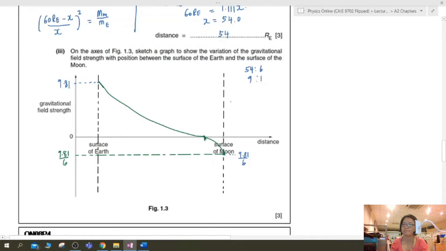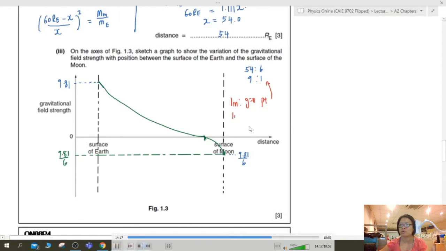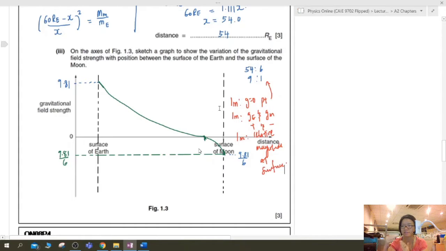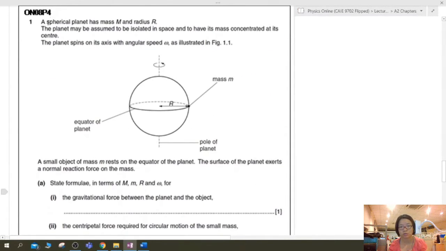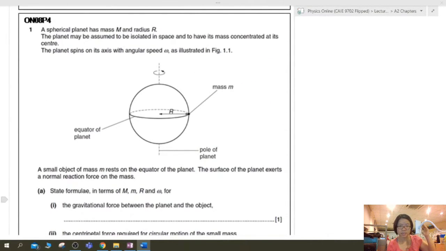New skills, you guys. Anyway, 1 mark here is when your g equals 0 at the point that is more than 3/4. Okay, and then GE and GM are positive and negative, different polarity, different positive and negative signs, and then the relative magnitude. Earth must be much bigger, almost 6 times bigger than the Moon.